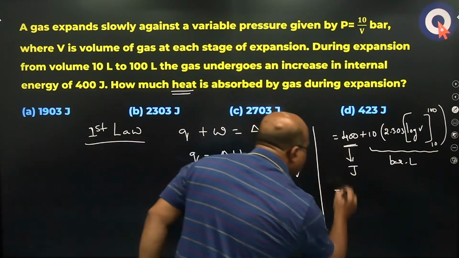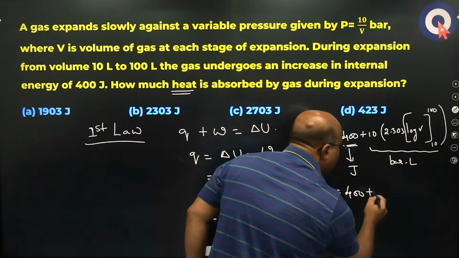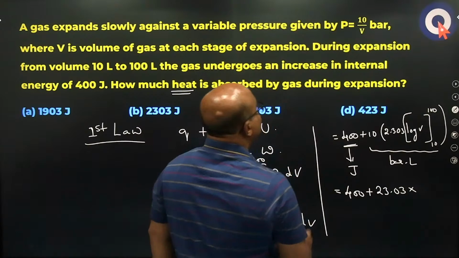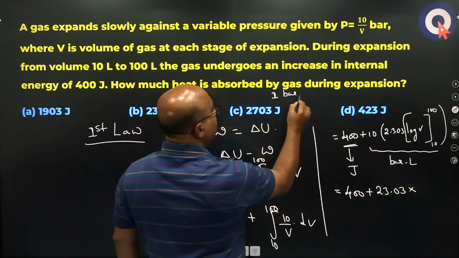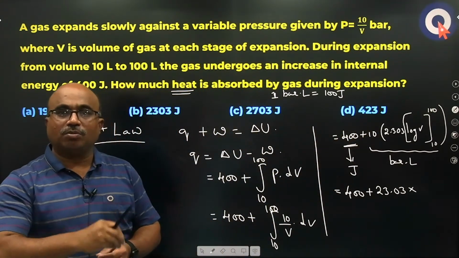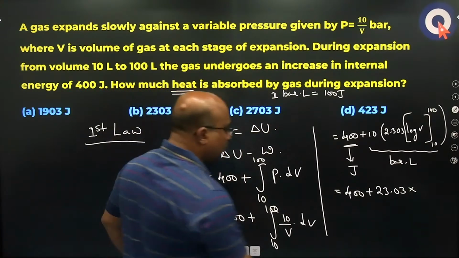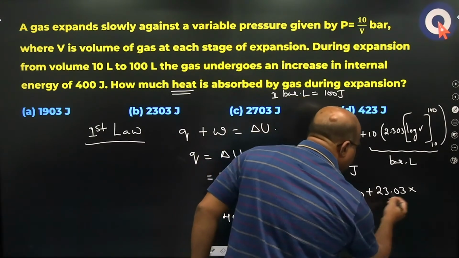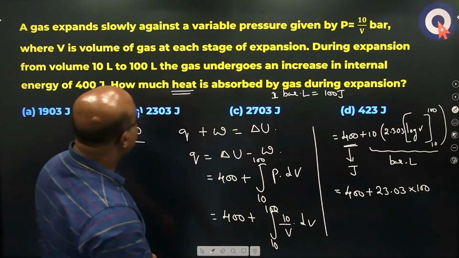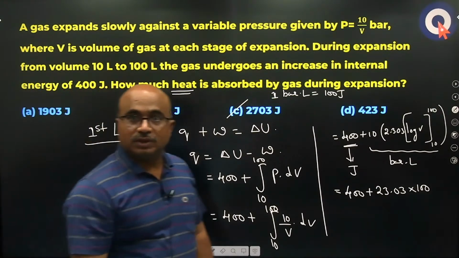So what we see, this is 400 plus, this is nothing but, already this is 1 we said, it's nothing but 23.03. But we know this thing, 1 bar liter is equal to 100 joules. So 1 bar liter per mole per Kelvin is nothing but 100 joule per mole per Kelvin. So it is 100. So this is nothing but 23.03, this is 400. So that it comes out now 2703. Done.